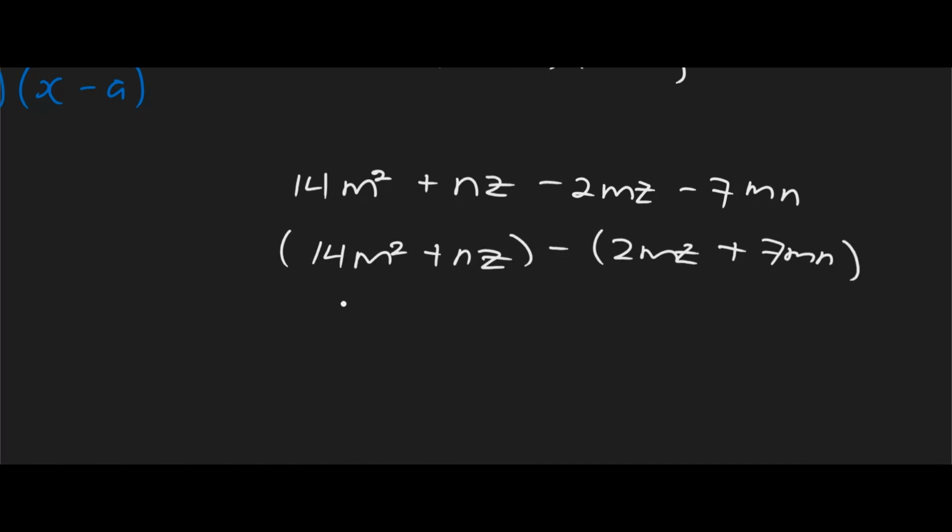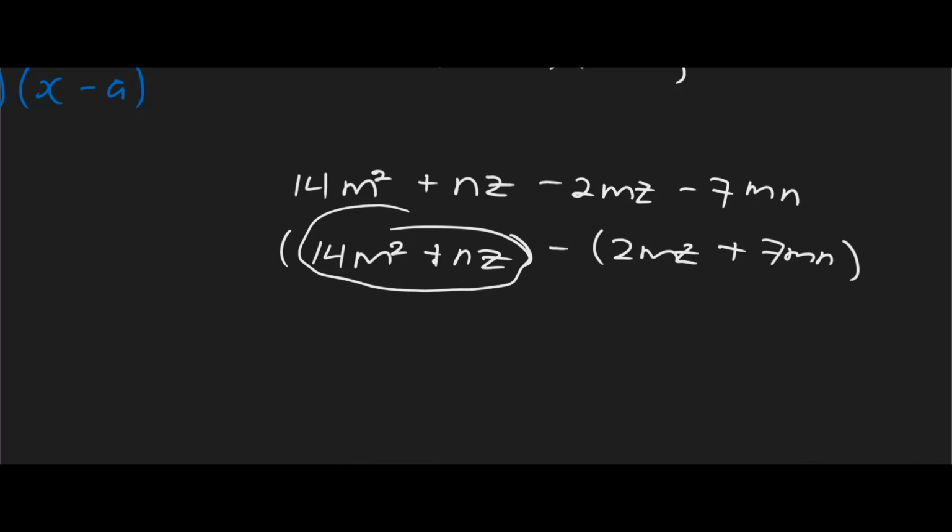So how do we factorize, right? In this bracket, we don't have any common factor. 14m squared plus nz, there is no common factor. So what happens? That means we have to rearrange because we are not getting a common factor in this expression. So it means you have to do everything afresh. Whenever you get something like that, you have to rearrange it and then you get a common factor.